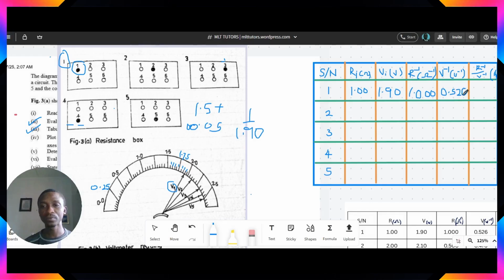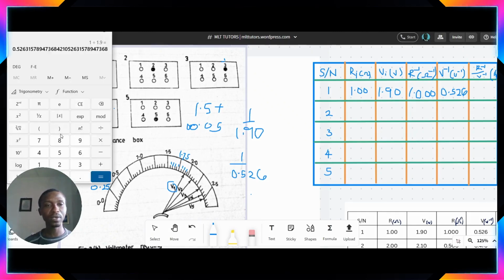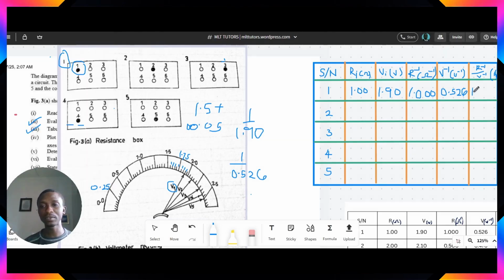So we have 0.526. Then finally, we do our inverse, which is 1 over V inverse, which is 0.526. Then let's get the calculator once again. So this time around we are doing 1 divided by 0.526. Okay, that is 1.901. So that's how we are going to repeat this for the 4 other values.